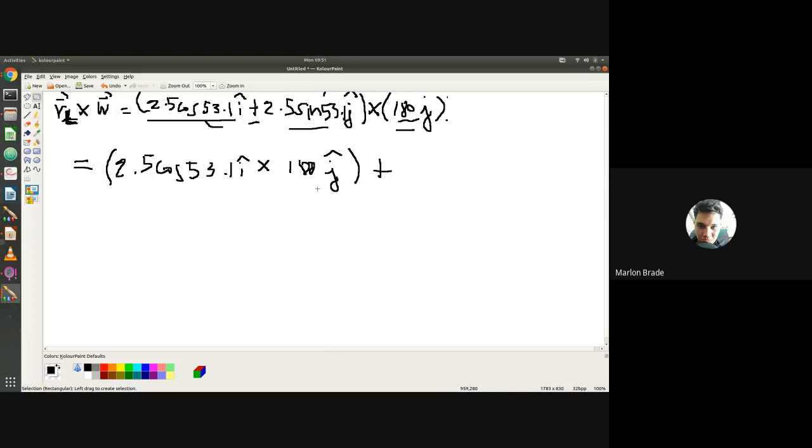Okay. So, 180 cross sa 2.5 sine 53.1 j hat. I mean, cross siya sa 180 j hat. Pila man siya? Ang second term. Pila ang value ani? Cross product. Pila man na siya? Basic nga question.